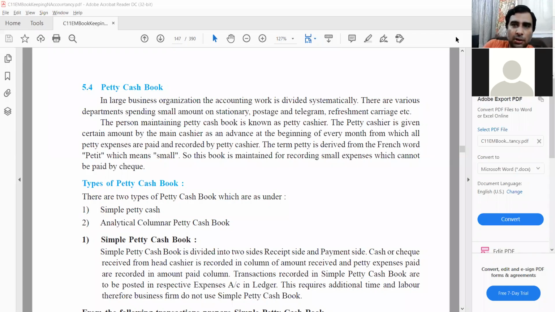So today we will continue from yesterday's lecture. Yesterday we were doing subsidiary books. We had a small concept on subsidiary books, and we spoke about the two cash books, single column and double column. We'll move forward now to the petty cash book.